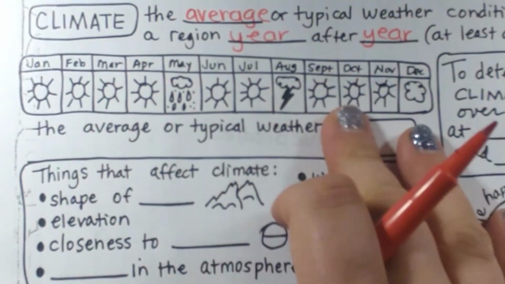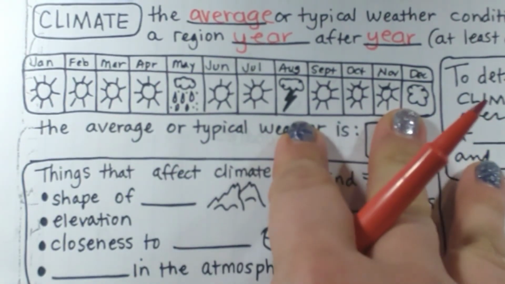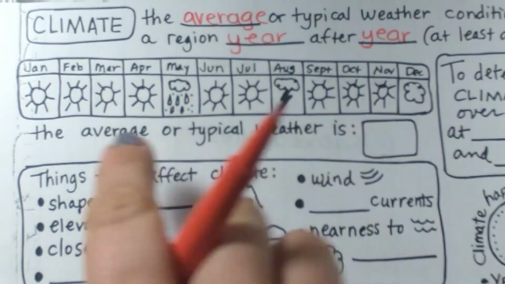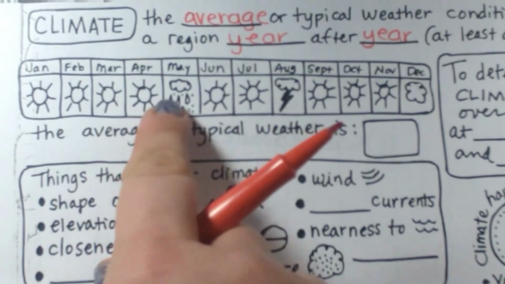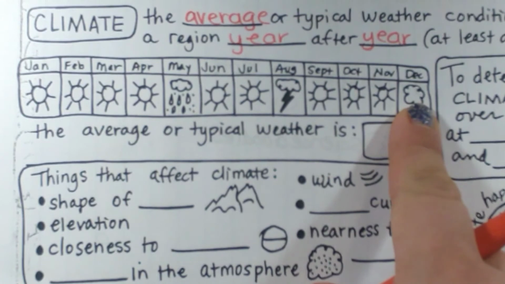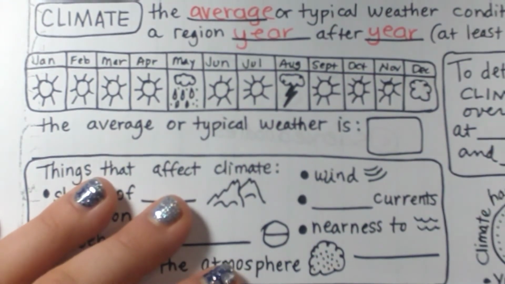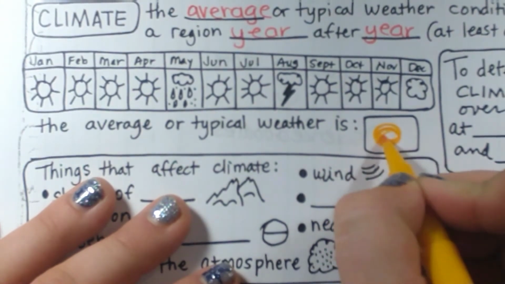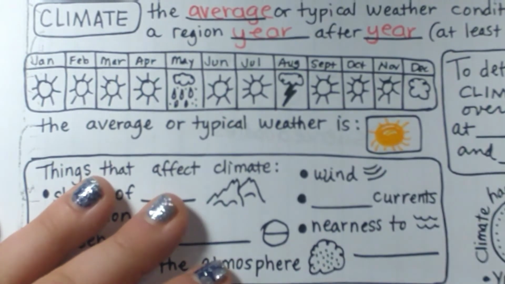Here is a prediction of what it might look like for a certain area each month. So sunny, sunny, sunny, sunny, rainy, sunny, sunny, thunderstorm, sunny, sunny, sunny, cloudy. So the average weather is going to actually be sunny because that's what you see more often. That is the climate. It is a sunny climate.